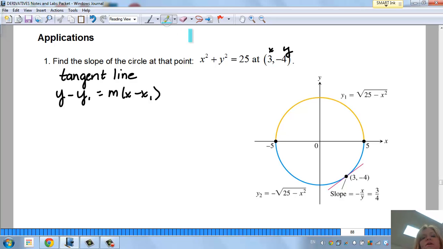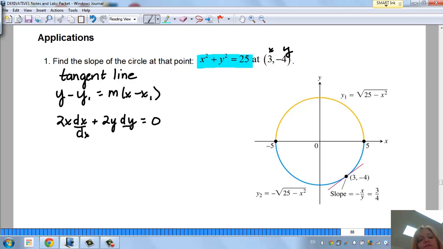So let's do the derivative of this circle. It's implicit differentiation because we have x's and y's, and we differentiate both sides. So it's going to be 2x dx plus 2y dy equals 0. Then I can go right off the bat and divide by dx. So I have 2x plus 2y dy/dx equals 0. I'm going to move the 2x over to the other side, so I have 2y dy/dx equals negative 2x.